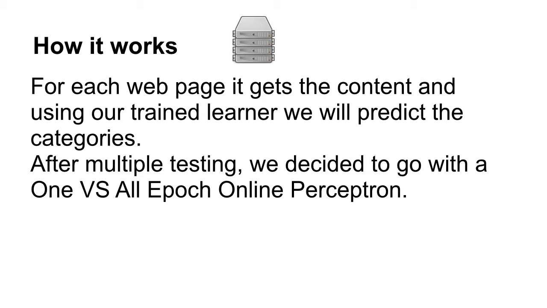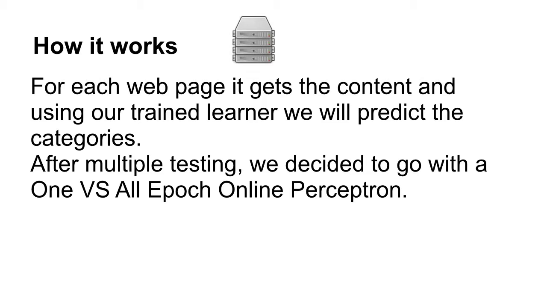We decided to learn a learner, and after a long research, we figured out to use a one-versus-all epoch online perceptron. One versus all means it will make one test at a time, so it will first test if it is non-CS or not. After that, it will test if it is basic or not, and based on that, it will decide between basic or advanced. Then we use epoch because epoch reduces overfitting errors, and we use it online because it allows continuous feedback.